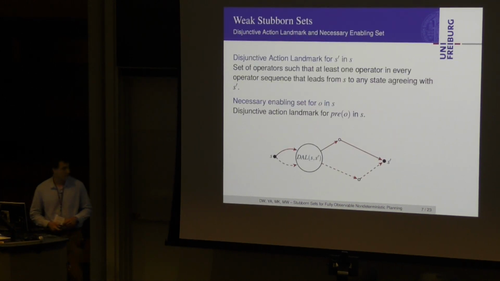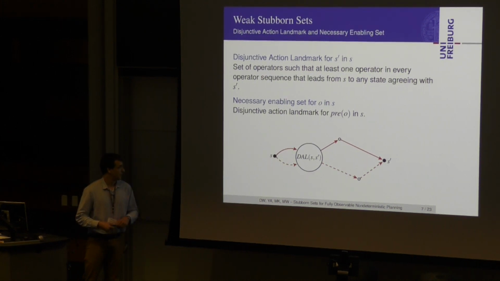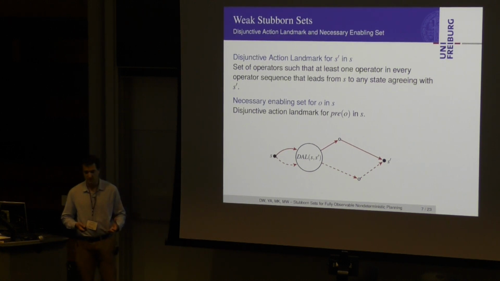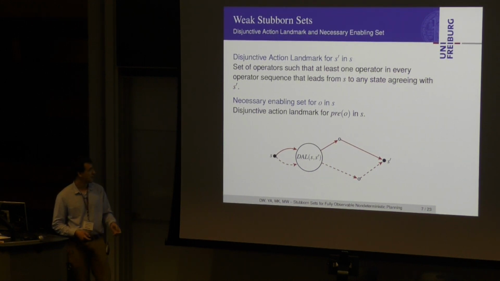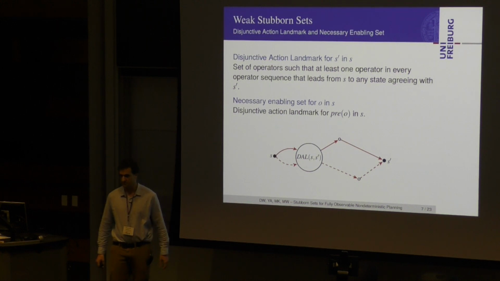All right. Before defining weak stubborn sets, I will give you a few definitions. First, we have a slight generalization of what a disjunctive action landmark is. A disjunctive action landmark in our case: we have a partial state s'. We are in a state s, and a disjunctive action landmark for the partial state s' in that state s is basically a set such that any path from s to some state that is subsumed by s' contains at least one operator out of the disjunctive action landmark set.